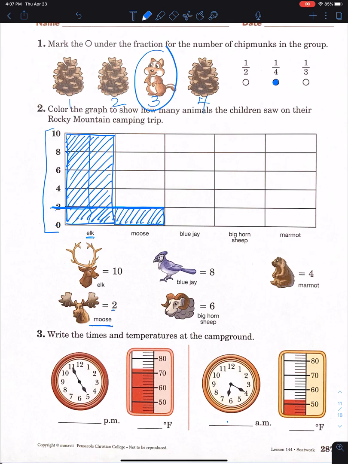All right, let's find how many blue jays they saw. The page tells us that they saw 8 blue jays. So we're going to count by 2s. 2, 4, 6, 8. Or another way you could do it is come over to the side and look for the 8 and just come across and draw a mark so you know where to stop, and then fill in the graph.